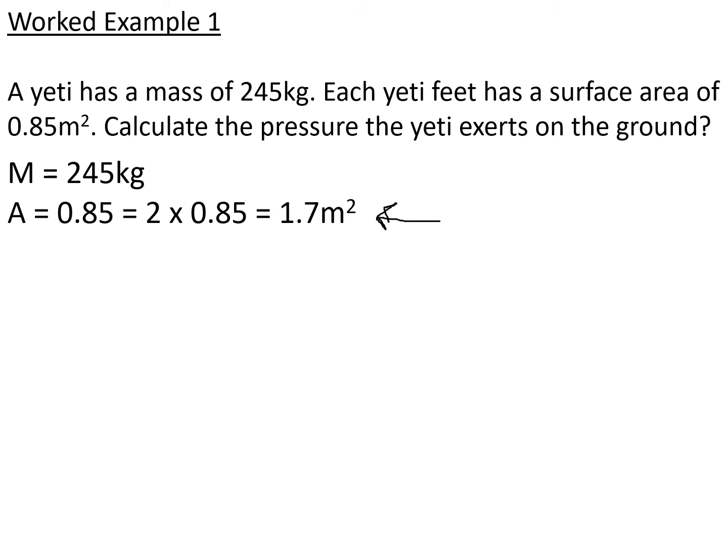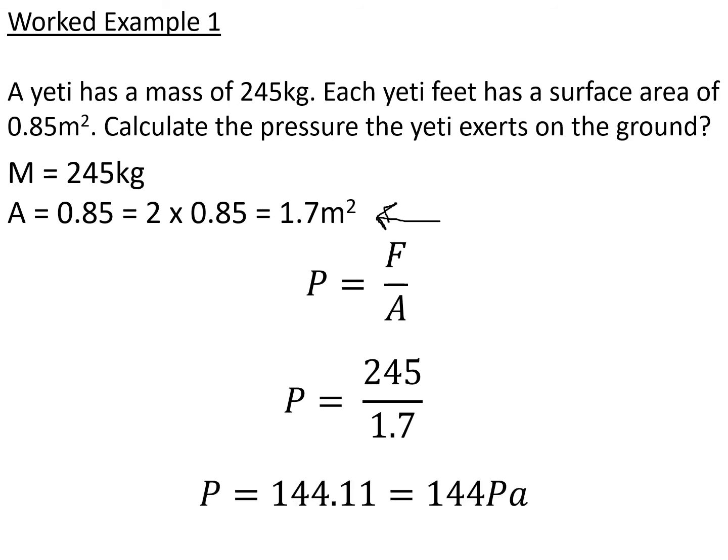Once we know it, we find our equation, which is simply pressure is equal to force over area. We then calculate it, so we plug in our numbers and we get our answer. Now here the answer is 144.11, so we round it to the nearest whole number and we get 144 pascals. And that's how you do this calculation.